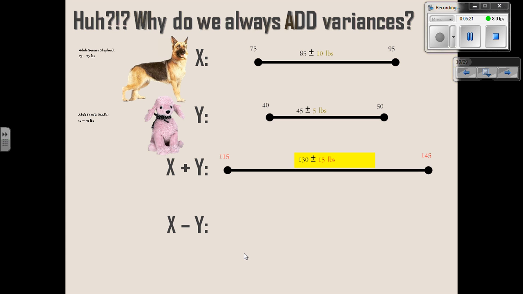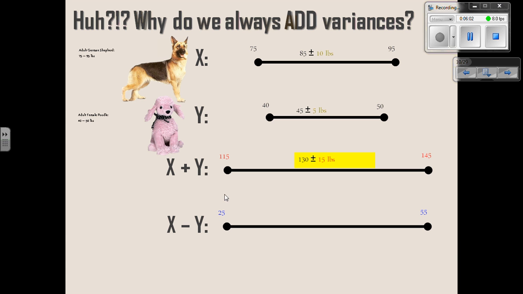But when we look at subtracting, what we'll see is that it may not do what you would think it would do. If we're subtracting those two dogs' weights, think about if the German Shepherd weighed 75, the lowest it could possibly weigh, but the poodle weighed 50, the highest it could possibly weigh. Well, 75 minus 50 is 25. So the smallest number I could get by subtracting the weights is 25. Similarly, for the biggest number, what if the German Shepherd weighs 95, but the poodle only weighs 40? So 95 minus 40 is 55.